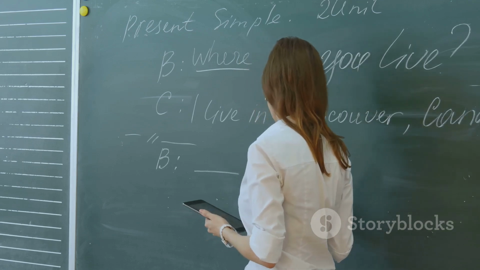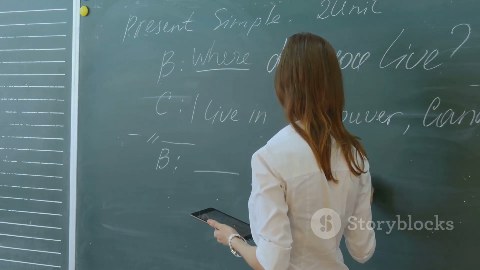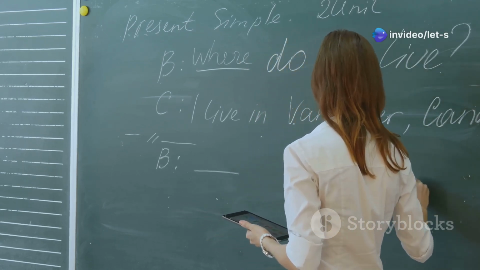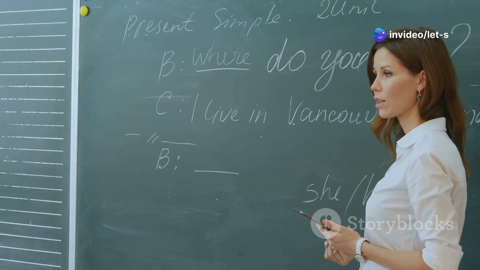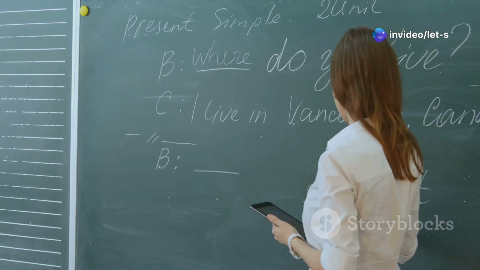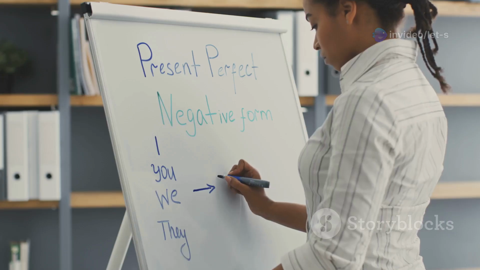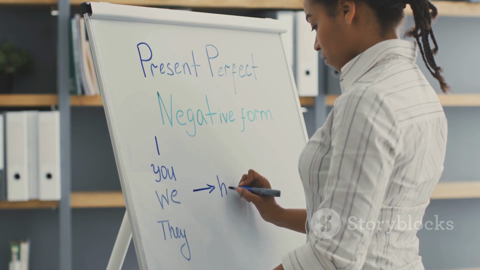Use was for singular subjects: I, he, she, it. For example, I was reading, he was running, she was cooking, and it was raining. Each of these sentences shows an action that was ongoing in the past. And were for plural subjects: we, you, they.